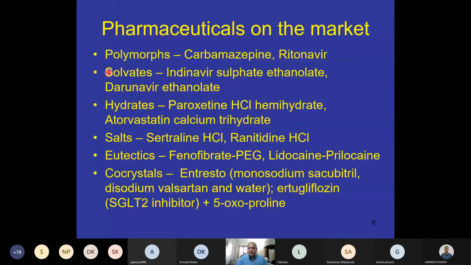You can look at any one of these solid forms, and any one would be pharmaceutically acceptable, so long as... and I have not added here several other approaches such as nano formulations, polymer additives, and so on. So you have about 8 to 10 different ways in which you can improve the solubility of these drugs.